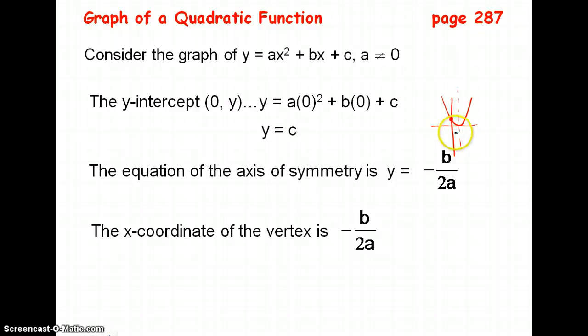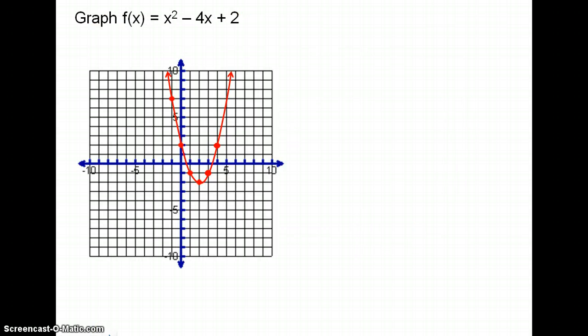Alright, finding this vertex point. Where is it? The bottom of the parabola? Okay, or it could be the top. Well, we first want to find that point, so that's going to be a point (x, y). To find the x part of this, you just need the opposite of b over 2a. That'll give you that x point right there. And then I'll show you how to find the y.